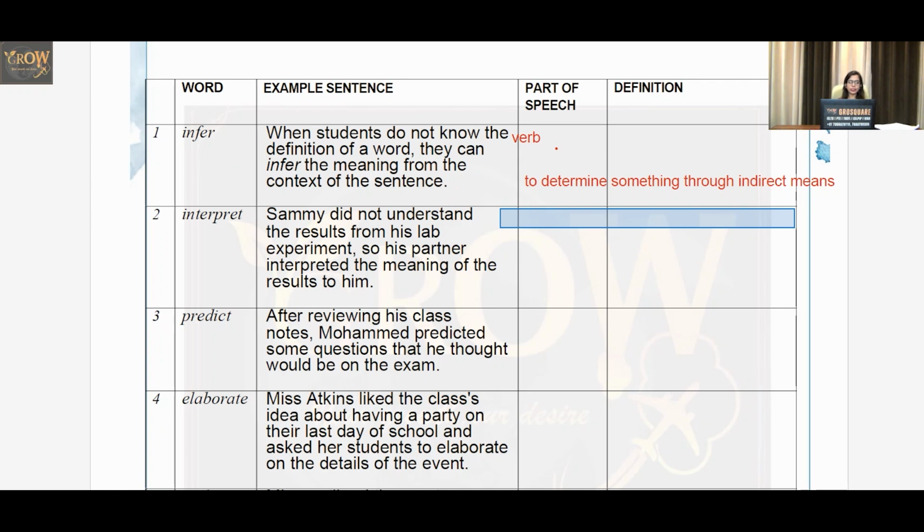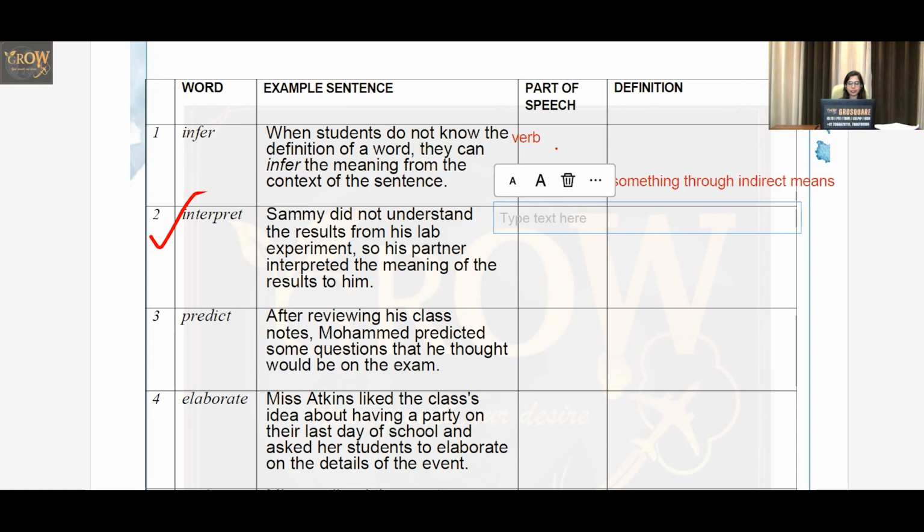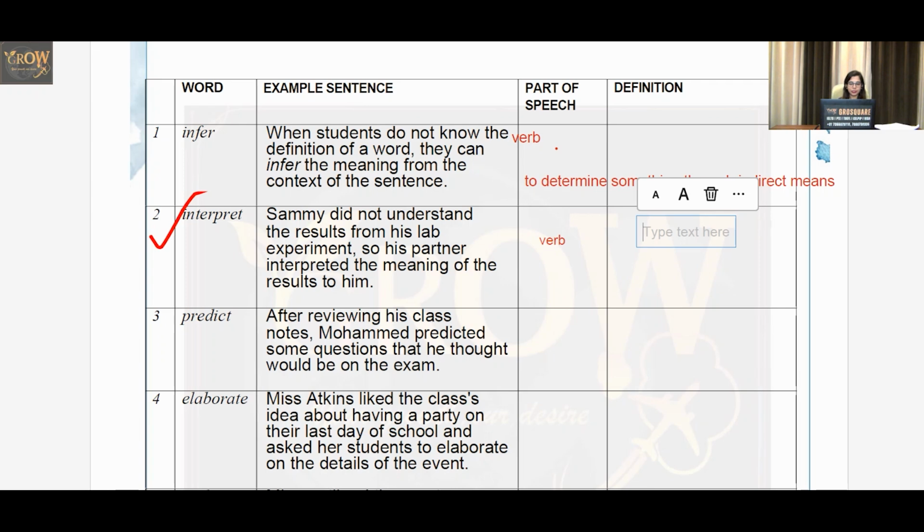So next one is interpret, right? So इंटरप्रेट का मतलब क्या होता है? सबसे पहले देखते हैं ये कौन सा पार्ट ऑफ स्पीच है, right? So this is basically a verb again. Okay. Now, what is the meaning of interpret? So interpret means to understand or to explain. Okay. Let's see. So I'm writing it over here. Interpret means to explain or to provide meaning.